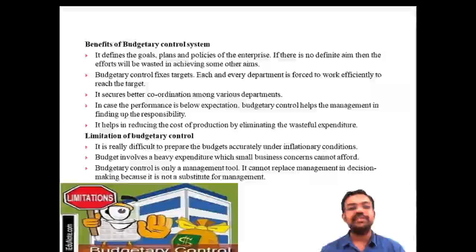It secures the various activities and also coordinates cooperation between the members. Another one: in the case of performance below expectation, budgetary control helps the management fix the responsibility, that means take corrective action. Suppose there is a variance, the budgetary control technique always takes corrective action. That is the responsibility of the management, and that is one of the important benefits. The last one is reducing the cost of production and eliminating wasteful expenditure.